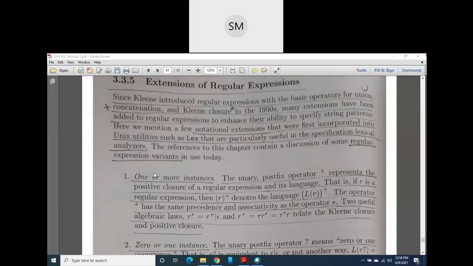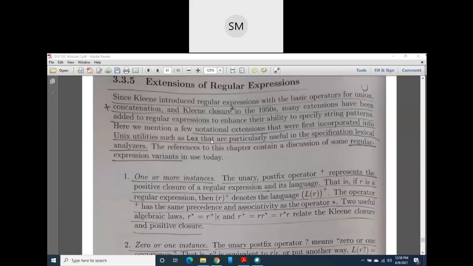Now we will see extensions of our regular expressions. What are these extensions? Already we have three operators now: the union operator, the concatenation operator, right? And the Kleene closure. These we already have. Now we are going to see some additional extensions, additional notations.